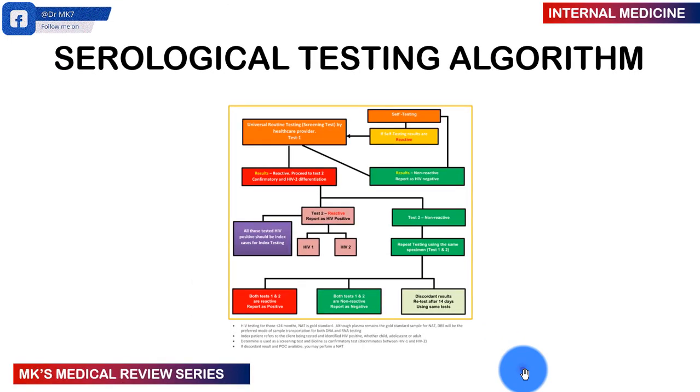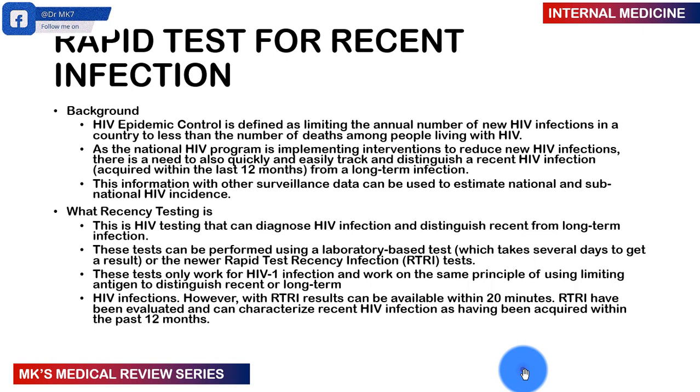So the rapid test can be done for recent infections, and the background for this is that we want to have epidemic control. The national HIV program has been implemented, with interventions put in place to reduce new infections from coming up. The information we get from all this surveillance data is used to estimate the national and subnational HIV incidence. So we should test for all new infections, all recent infections.